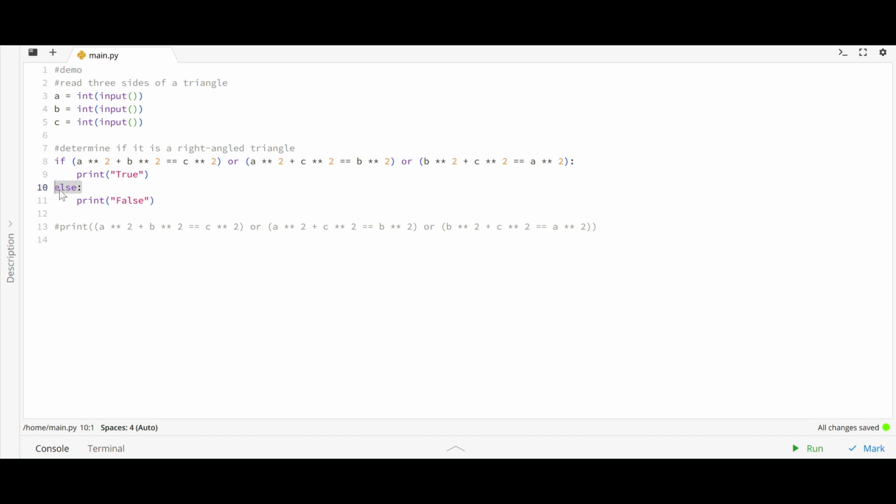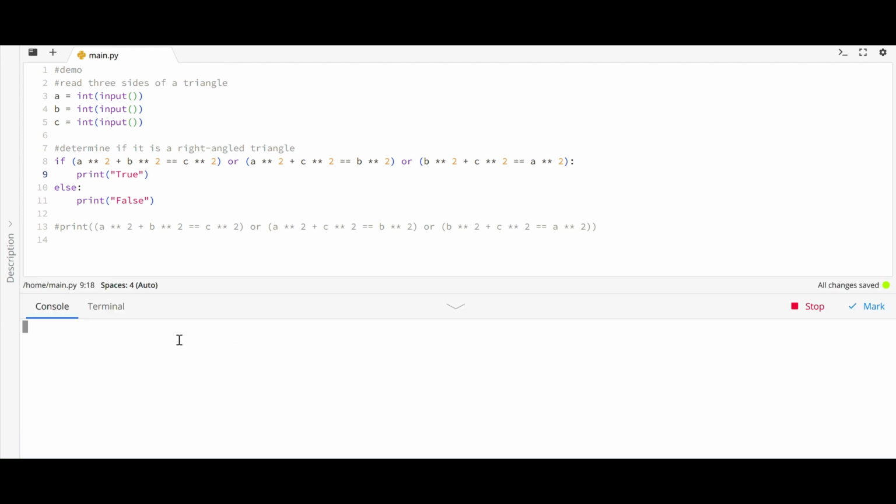And if else, where it's not a right angle triangle, we're going to print false. If it is true, we're going to print true. This is the basic program using if-else statement. And let's have a try.